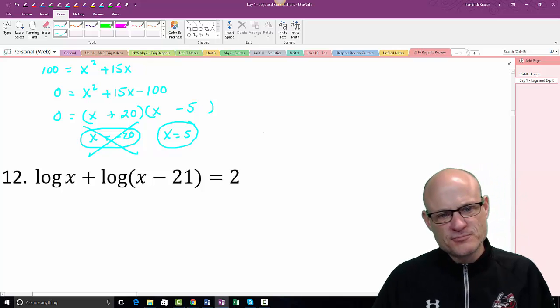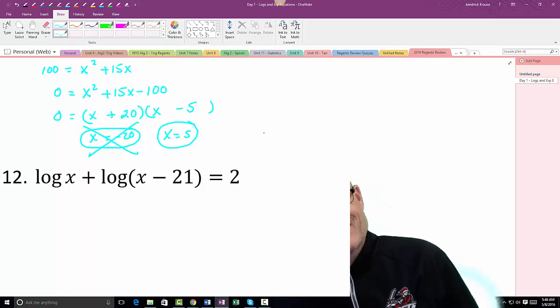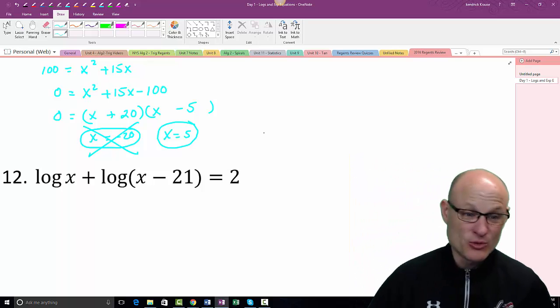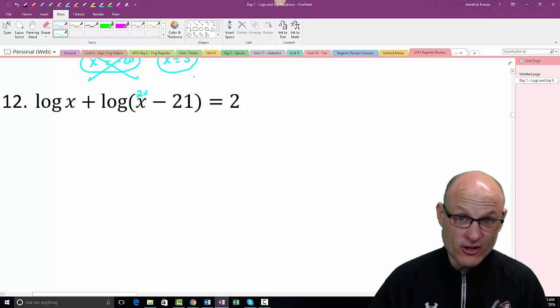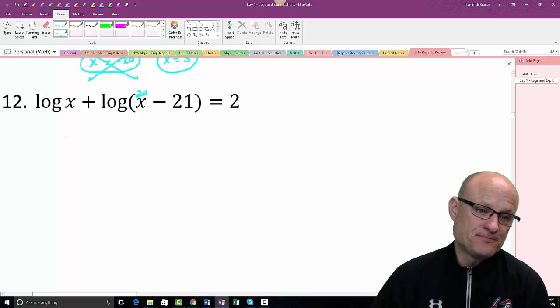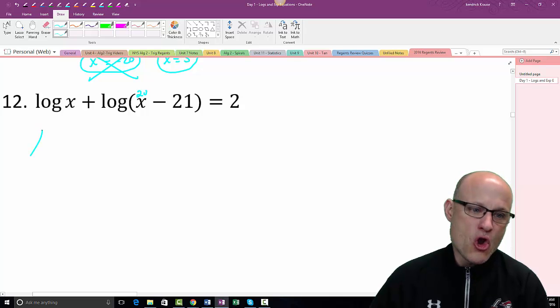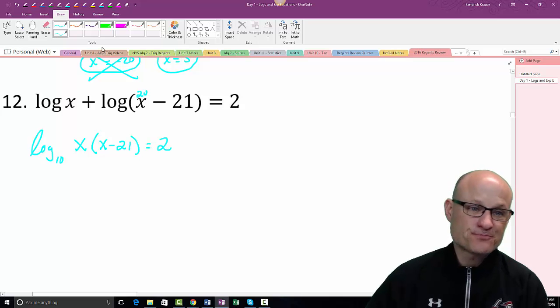All right. So hopefully this next one, I get a number bigger than 21, because any number that's less than 21, probably not going to work. If this number is 20 right here, that would give me negative. If it gives me 21, it's 0, and you can't even take the log of 0. It's got to be bigger than 0. So our answer here better be bigger than 21. All right, so we're going to condense log base 10 of x times x minus 21 equals 2.